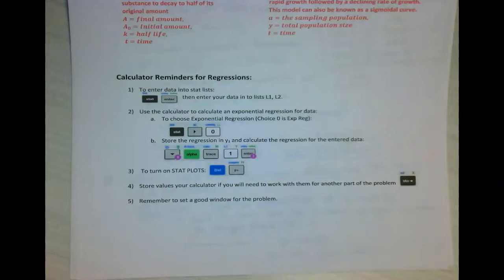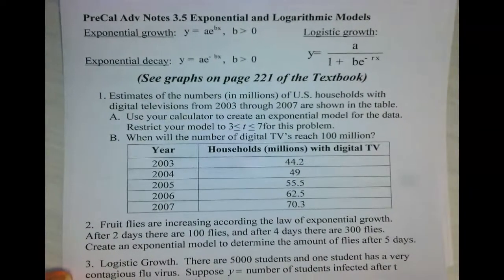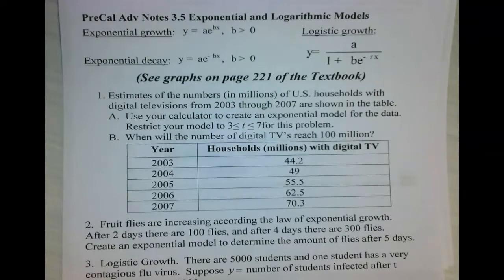So the first one is just practicing kind of the regression. So I'm going to go through that quickly because, again, you can always stop the video and practice, anything like that. So this first one is about a population. It's estimating the number in millions of U.S. households with digital televisions from 2003 to 2007. And it's shown in this table below.